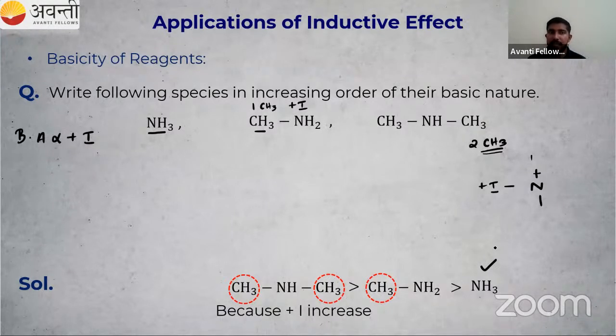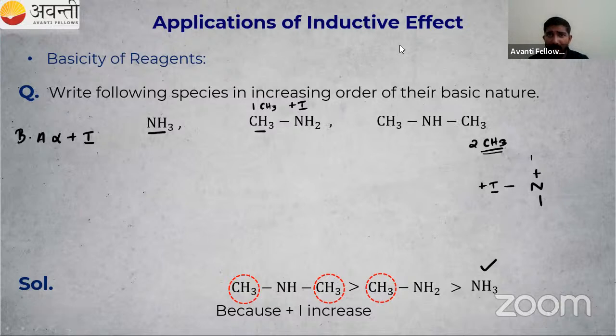So plus I: basic strength is proportional to plus I, acidic strength is proportional to minus I. Then stability of carbocation, stability of carbanion, and stability of free radical. Free radical needs electrons to attain octet, right? So a group showing plus I will give electrons, and then the stability of the free radical will increase. Is that clear to you?